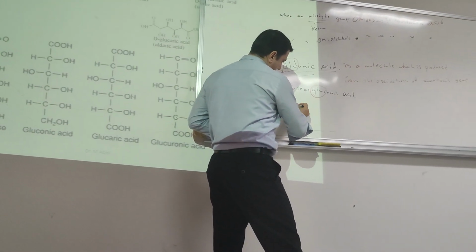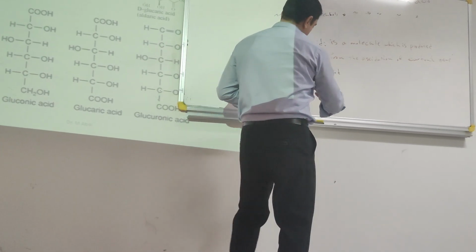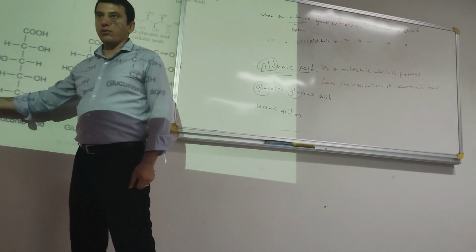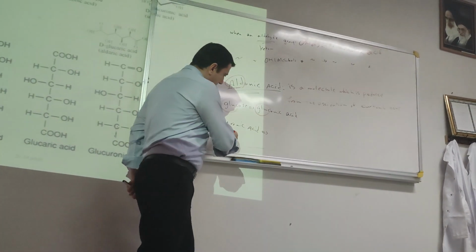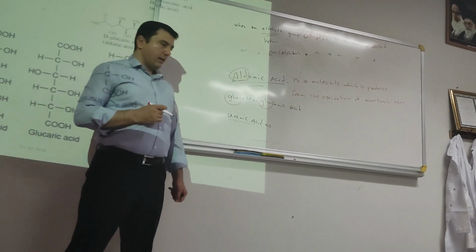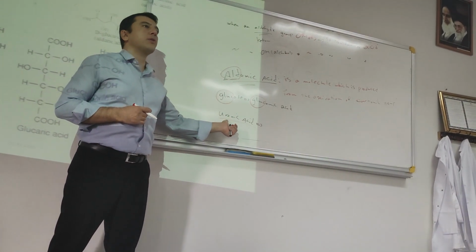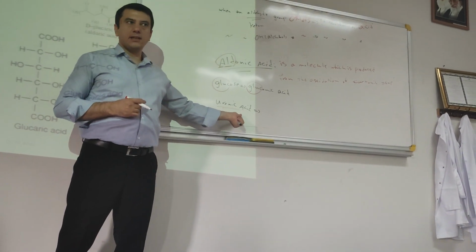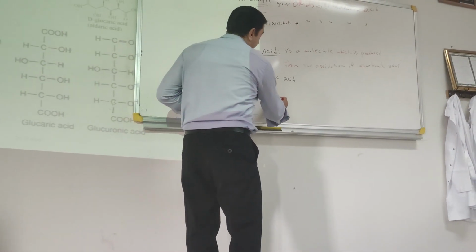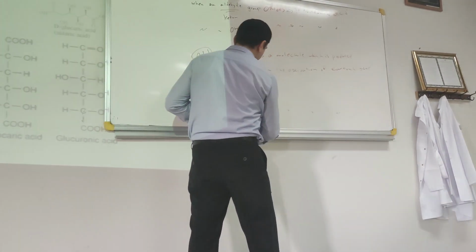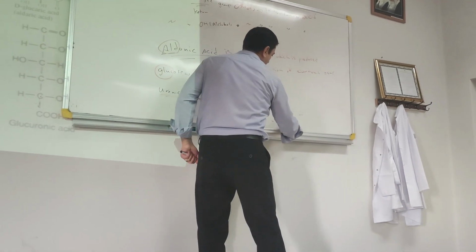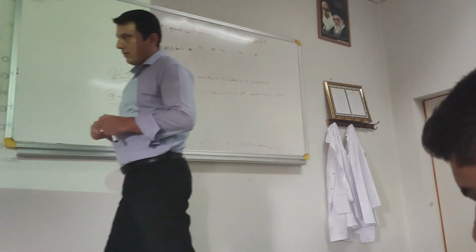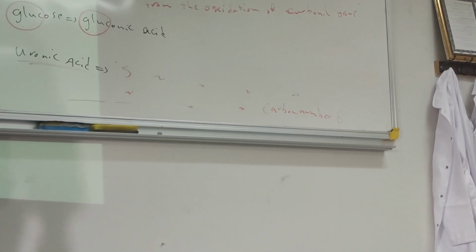If we have an oxidation process in the alcohol group, we name such a sugar molecule uronic acid. So, uronic acid is a molecule which is produced from the oxidation of carbon number 6. Carbon number 6. Uronic acid.